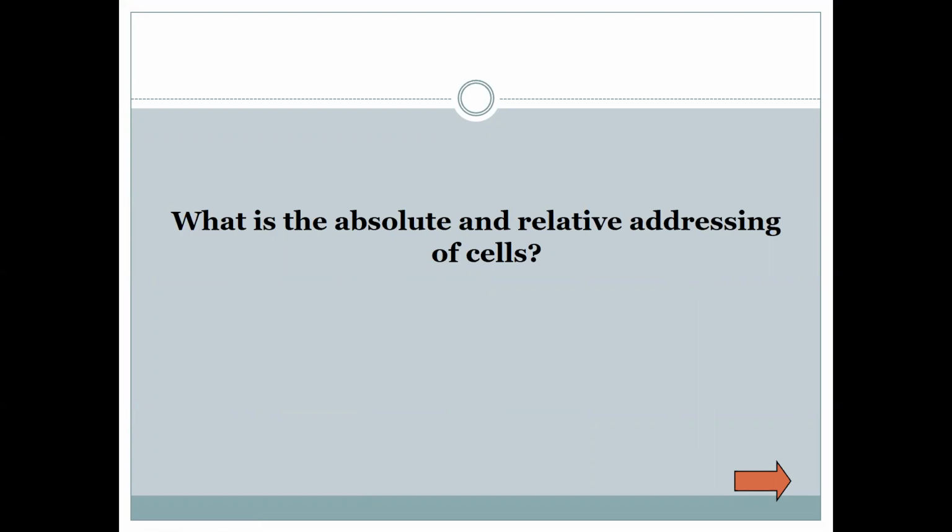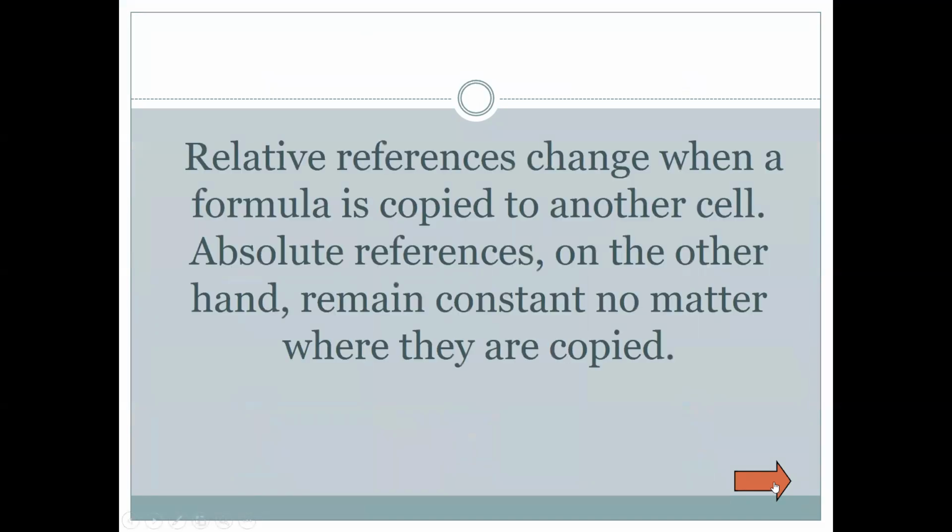If you have the answer, you may click this button, and here is shown the answer to this question. Relative references change when a formula is copied to another cell. Absolute references, on the other hand, remain constant no matter where they're copied.